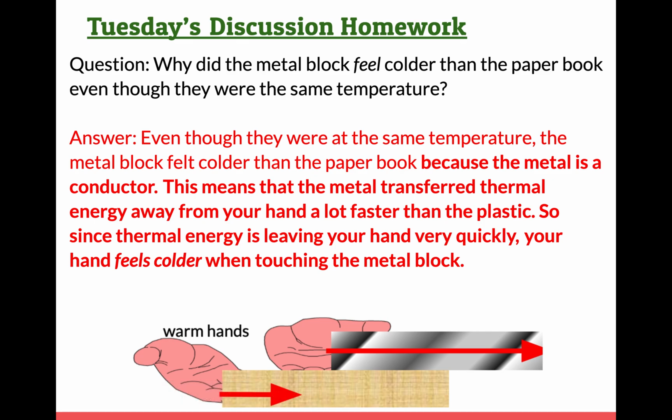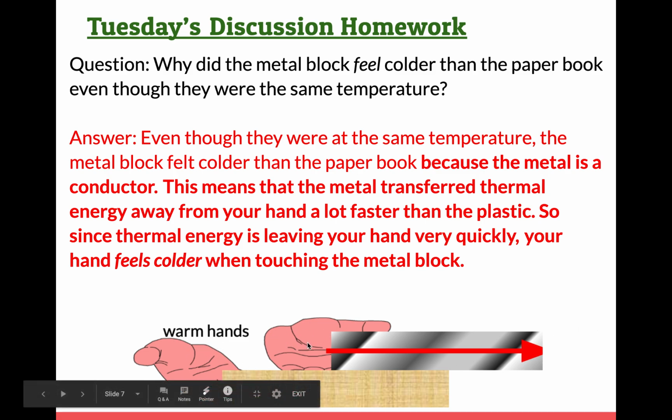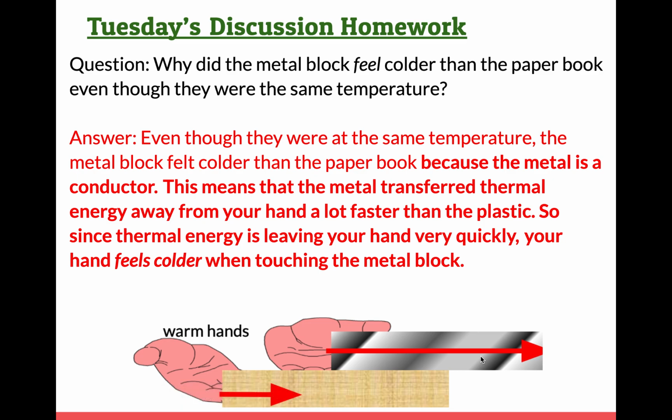The question was, why did the metal block feel colder than the paper book even though they were the same temperature? So a good answer, which a lot of you wrote down for me, was that even though they were at the same temperature, the metal block felt colder than the paper book because the metal is a conductor. This means that the metal transferred thermal energy away from your warm hand a lot faster than the plastic. So since thermal energy is leaving your hand very quickly, your hand feels colder when it's touching the metal block.